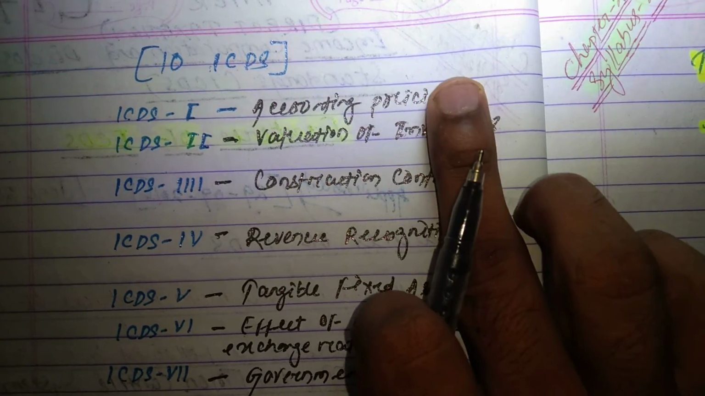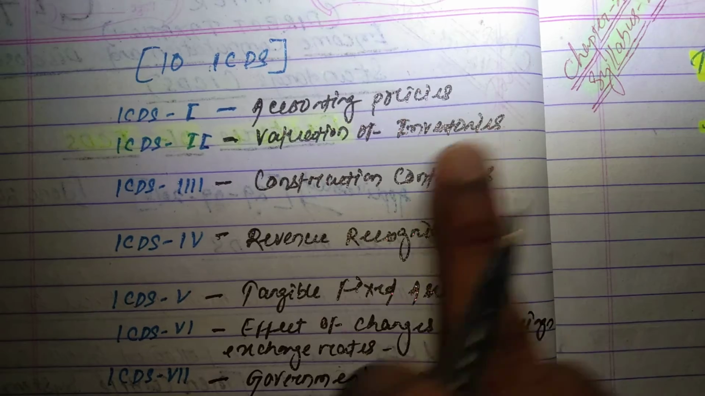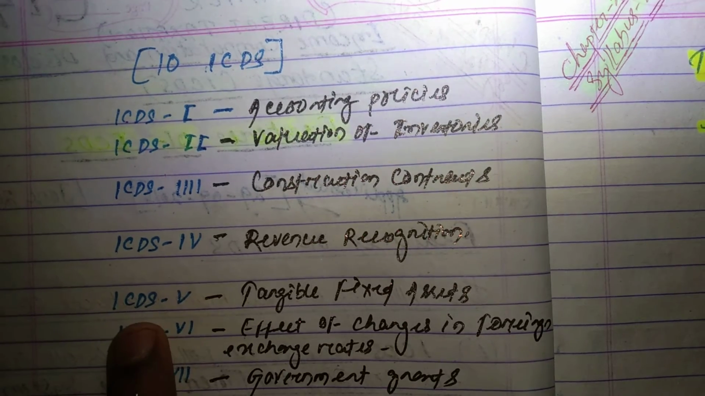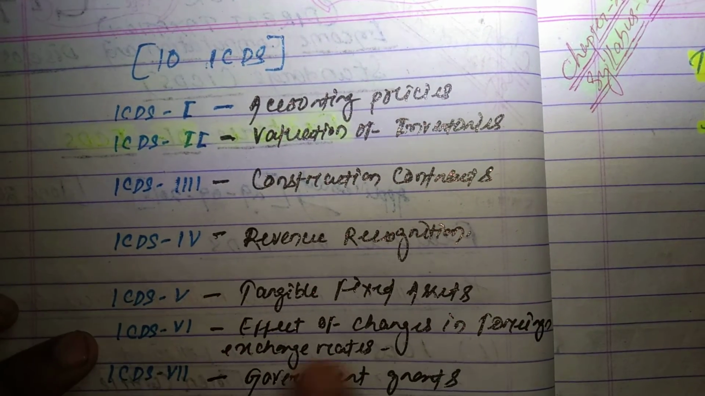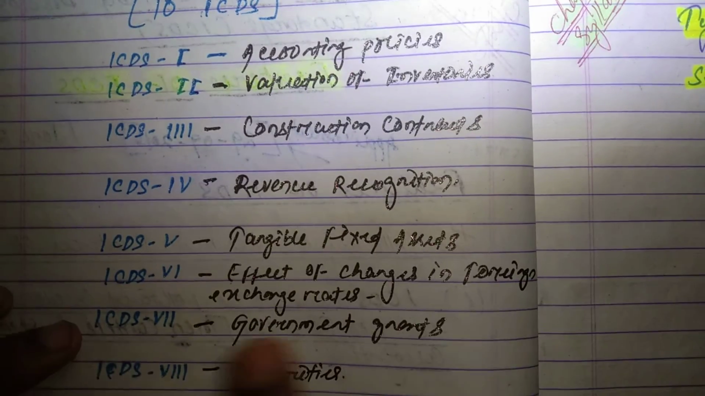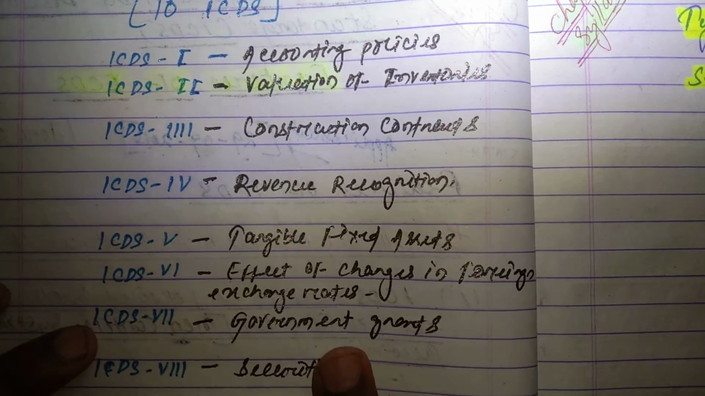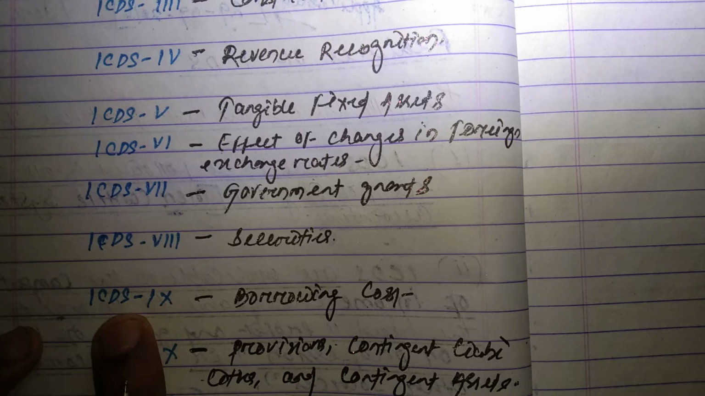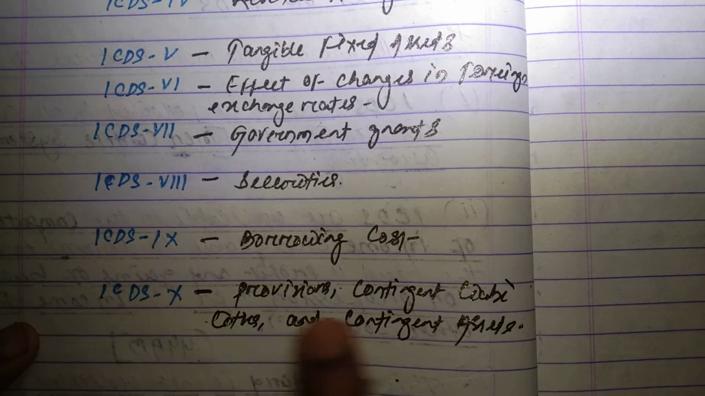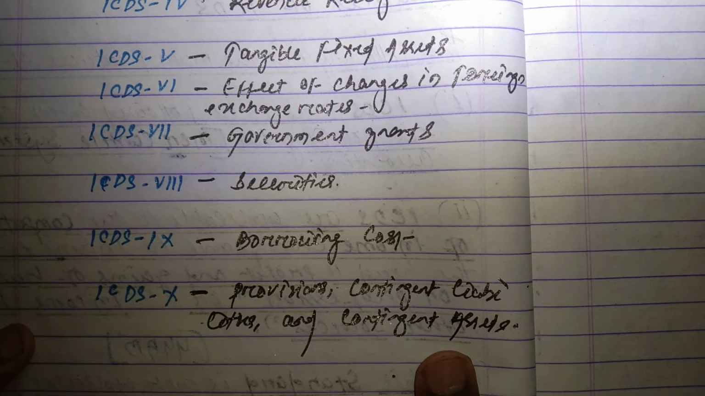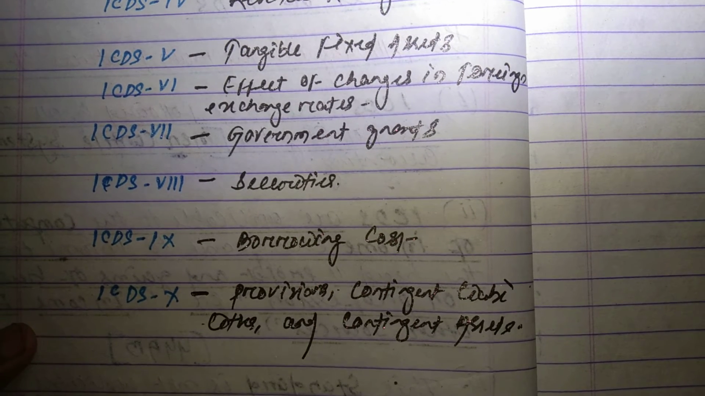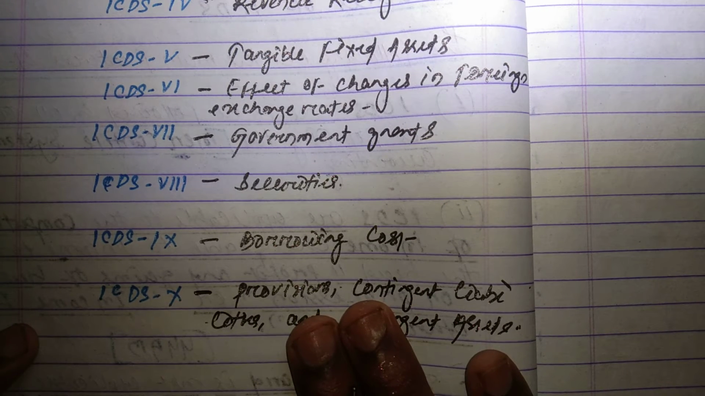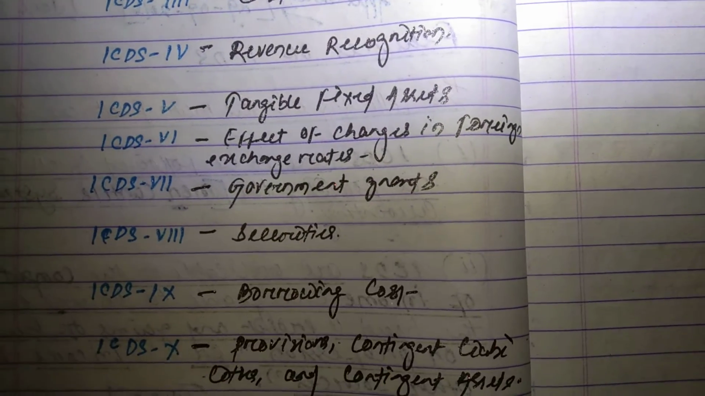ICDS I belongs to accounting policies. ICDS II valuation of inventories. ICDS III construction contract. ICDS IV revenue recognition. ICDS V tangible fixed assets. ICDS VI effect of changes in foreign exchange rates. Then ICDS VII belongs to government grants. ICDS VIII belongs to securities. ICDS IX belongs to borrowing cost. ICDS X belongs to provisions, contingent liabilities and contingent assets. And remember, they are not accounting standards. It is a standard for computation of income and disclosure as per Income Tax Act 1961. Okay, so what are the features?